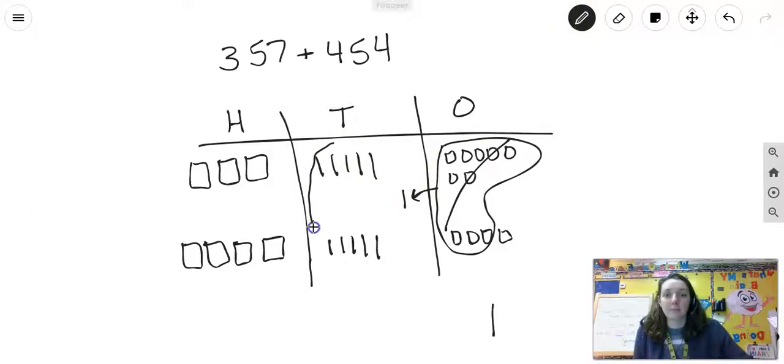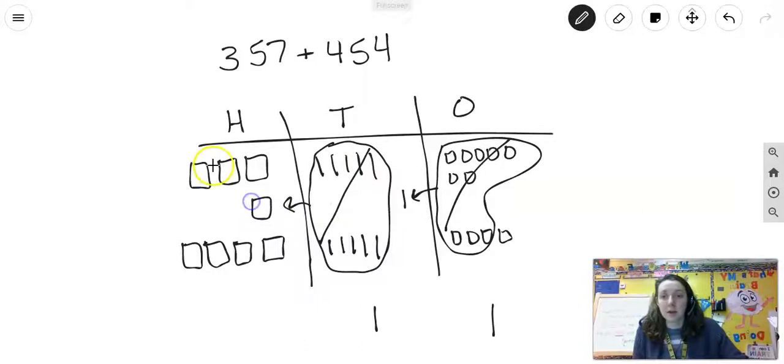I need to make it neat. Here, I'll just use these 10. But then we can't forget this guy, so we have 1 left here. This becomes 100. All right, and so then we have 1, 2, 3, 4, 5, 6, 7, 8 hundreds. So our answer is 811.